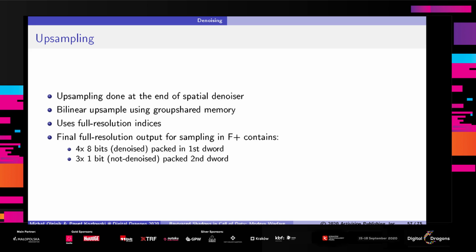To amortize denoising cost, we do upsampling in the same pass as the spatial denoiser. We use group shared memory to share visibility values between neighbors and do bilinear filtering for missing pixels. Full resolution indices from the first compute pass are used to avoid any artifacts. The final texture is sampled by the F+ shader, and it is in full resolution. It contains visibility for both denoised and non-denoised channels. The non-denoised channels are simply copied over at the end of the spatial upsampling pass.